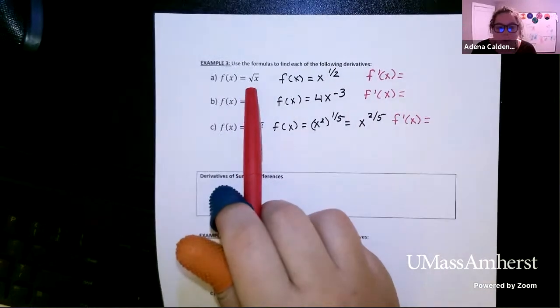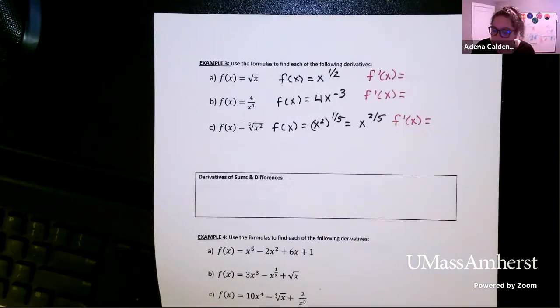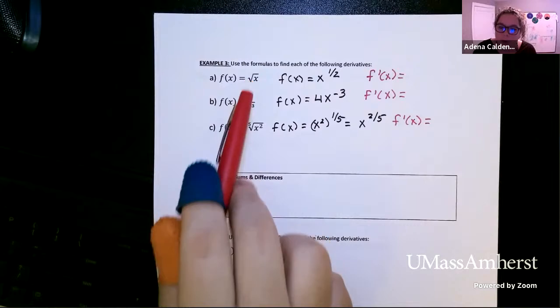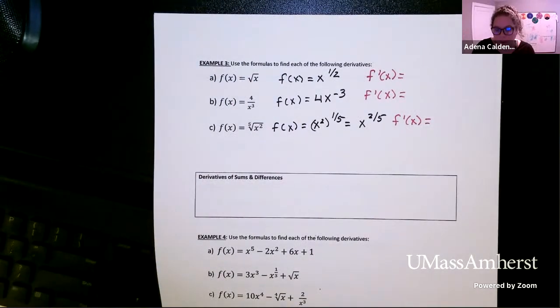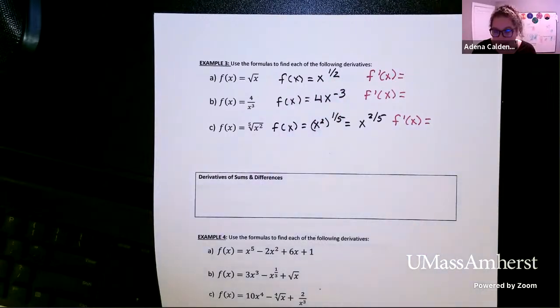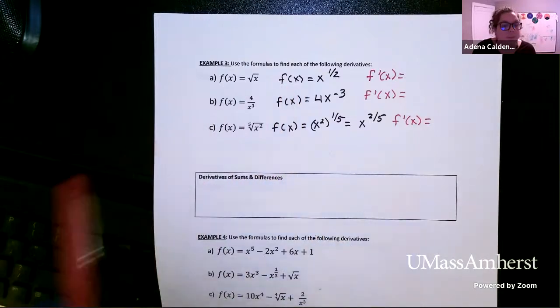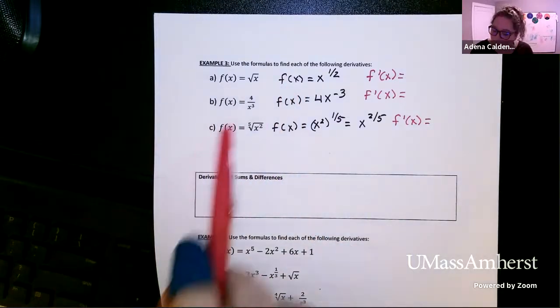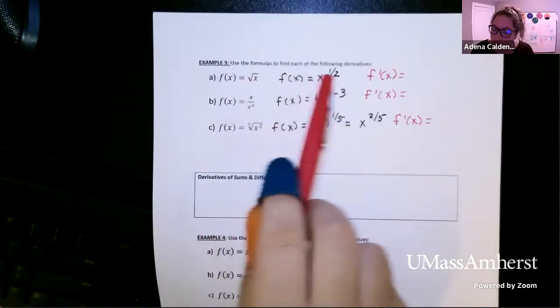So here we start with the square root of x. Again, if there's no number with the root, that means it's the square root. And the way that we rewrite that is x to the 1/2 power. Okay, so that's the rewrite. We haven't taken the derivative yet. All we did is we wrote this in an equivalent way.